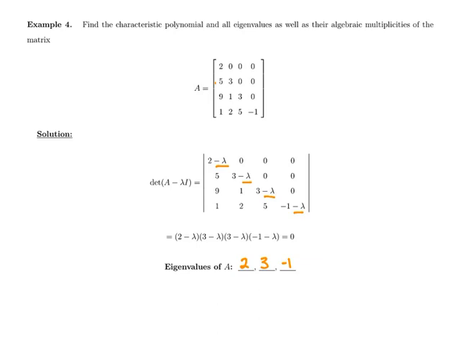But in this case, the 3 has a multiplicity of 2. Again, we could rewrite this characteristic equation as 2 minus lambda to the first power times 3 minus lambda to the second power, negative 1 minus lambda to the first power equals 0. And these 1, 2, and 1, these are the algebraic multiplicities.